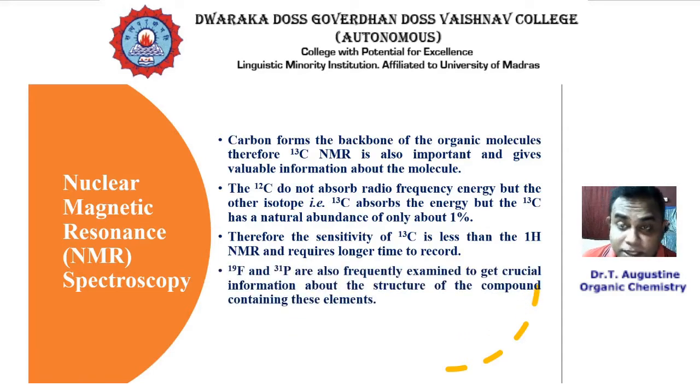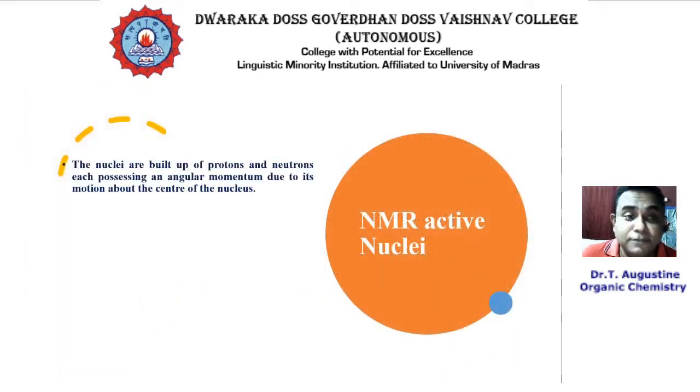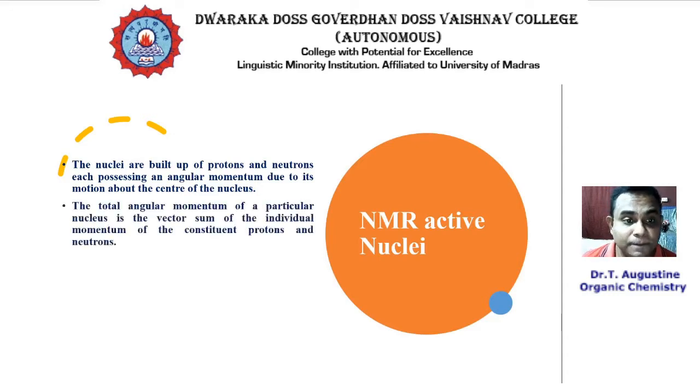Likewise, fluorine 19 and phosphorus 31 are also frequently examined to get crucial information about the structure of compound containing these elements, especially amino acids and proteins. What is an NMR active nuclei? We all know that the nuclei is built up of protons and neutrons, each possessing an angular momentum due to its motion about the center of the nucleus.